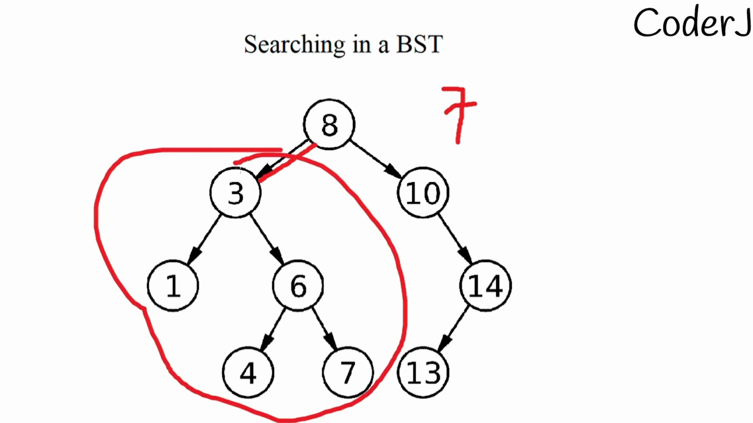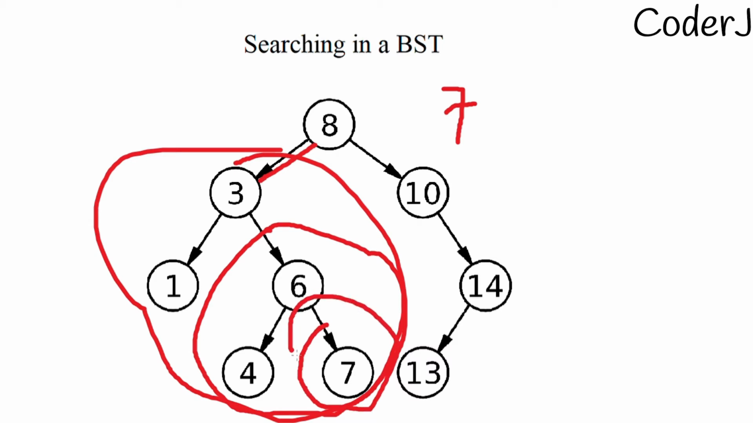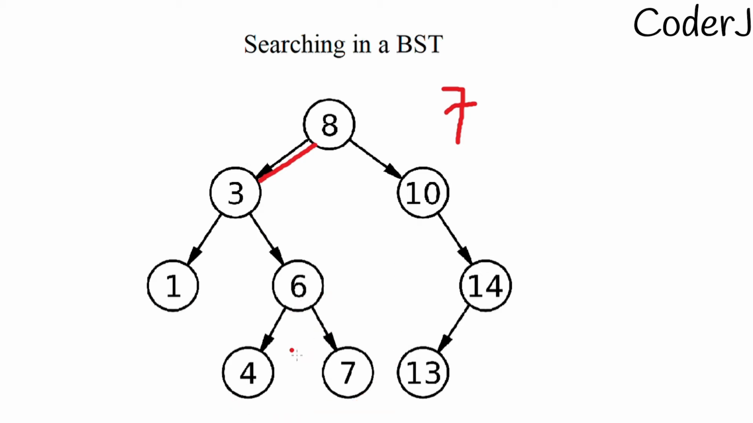Now I compare the value of 7 with 3. I see that 7 is greater than 3. If 7 is greater than 3, it only means one thing: that if it is present, then it is part of its right subtree. So we are just narrowing it down, right? You can see that we are narrowing it down. After that comes 6. We see that the value of 7 is greater than 6, so it can only be in its right subtree. So we move to 7, and yes, 7 is equal to 7. So that's all. We have found our answer.